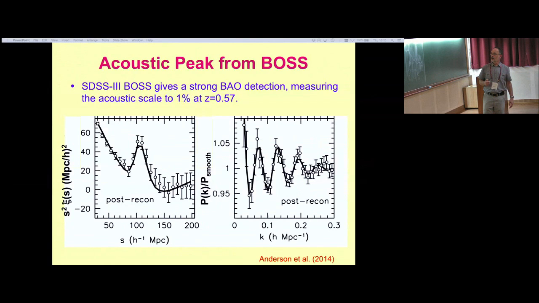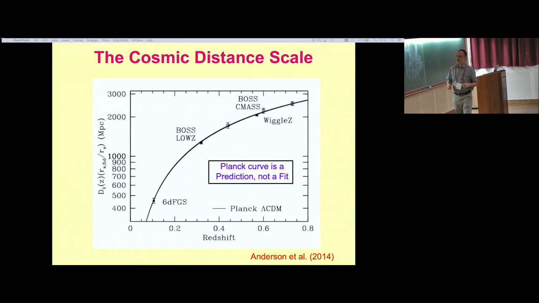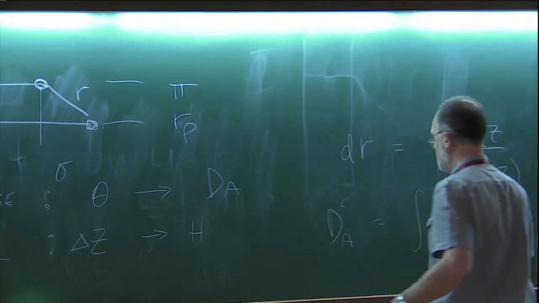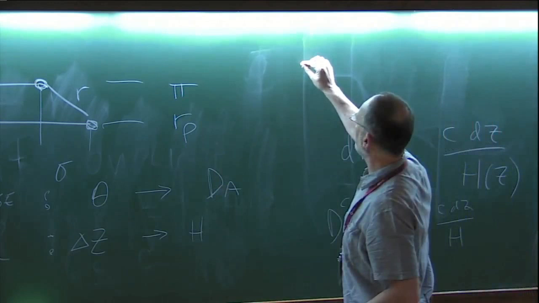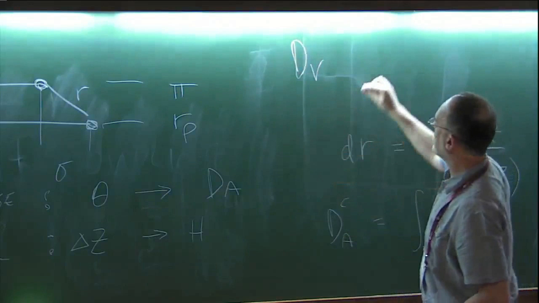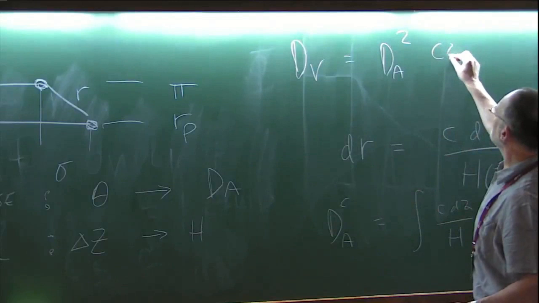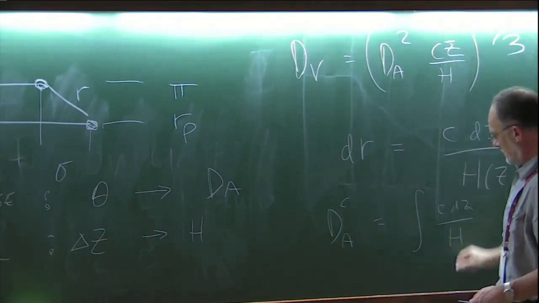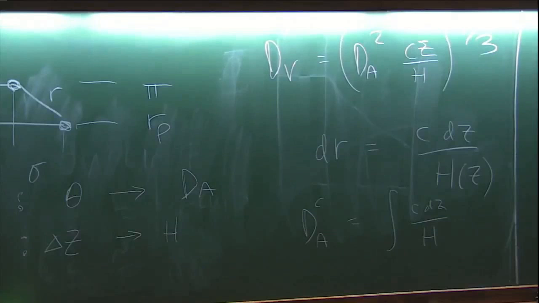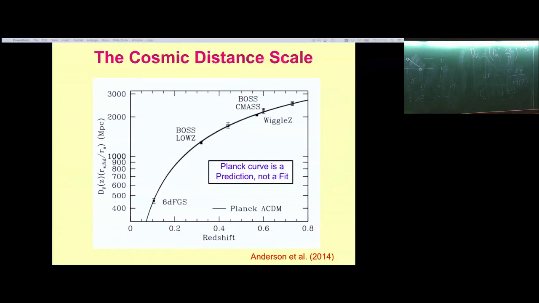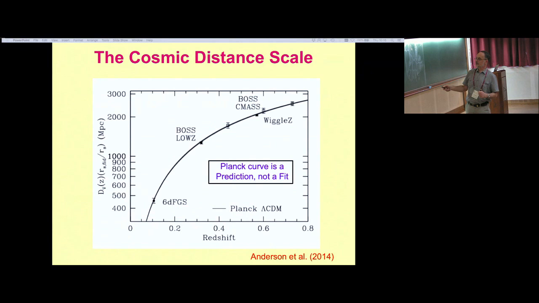What this gives you, then, is the ability to plot out the distance as a function of redshift. And what you'll often see is a thing that's called DV, and it's a weighting of the angular diameter distance squared, actually, times an effective distance produced from the radial component, cz on H, all to the 1/3. And here, with error bars so small you can barely see them, is the Planck distance, is the BOSS distance.